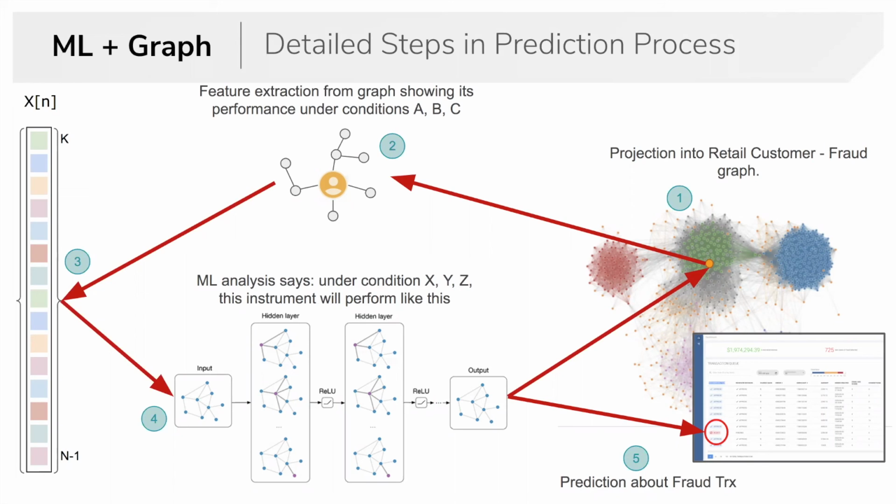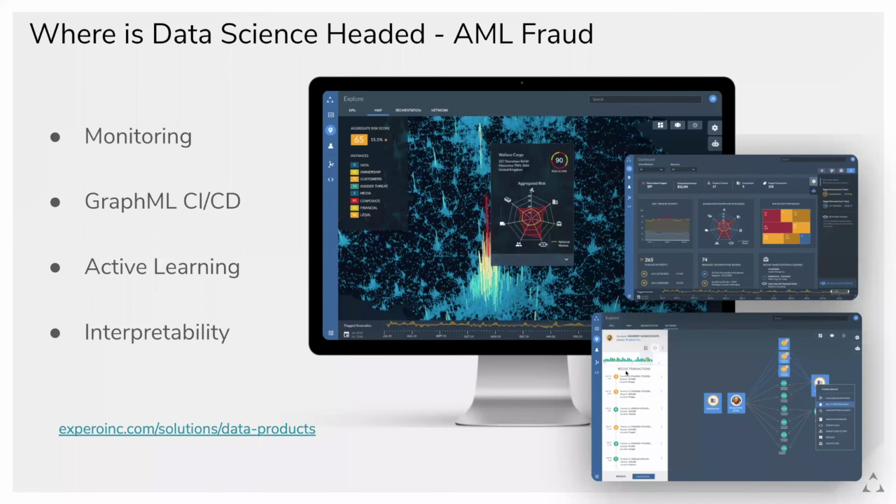Okay, so with all those pieces of information included, let me talk about the 4 pillars of what's happening in AML fraud here. On the next slide, we're showing monitoring, CI/CD in the machine learning space, graph machine learning space. That's how you integrate those things. Active learning, which is the automated updates using human in the loop. And then indeed interpretability, which is the ability to understand why the system is making the decisions it's making. Again, go check out that link if you're interested in the specifics of any of those 4 things.